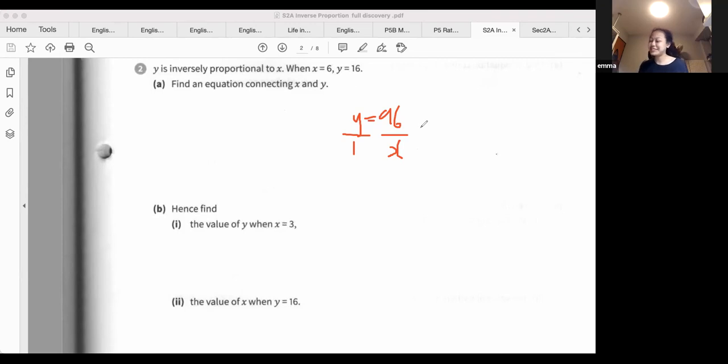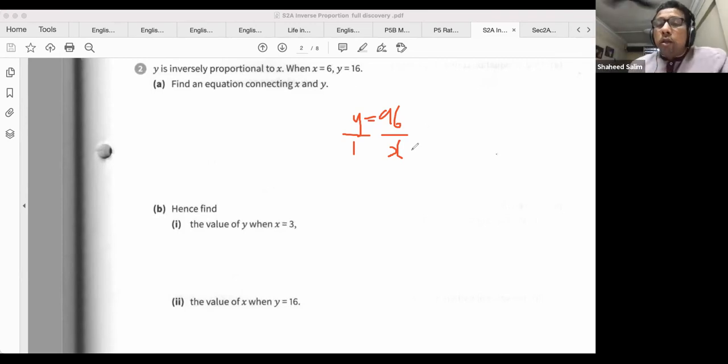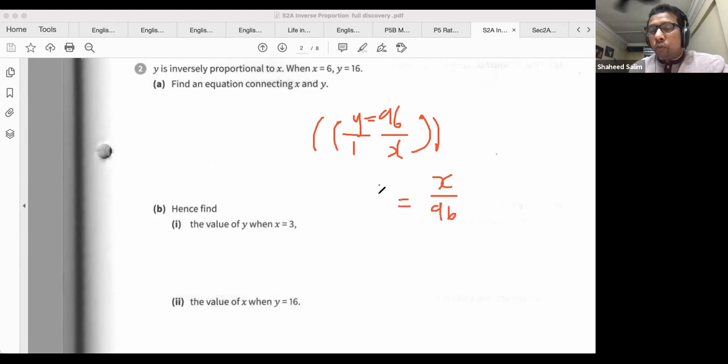I don't even know what it is. Okay, no problem, I'm going to show you. You can flip this up, and then it flips down. So now you can have X over 96 equals 1 over Y. Do you know you can do that? You flip both.